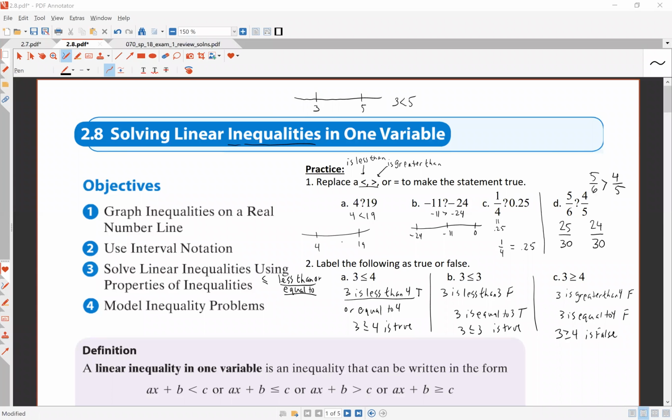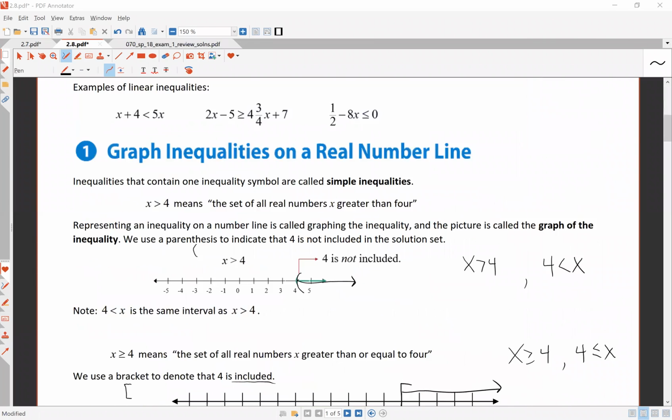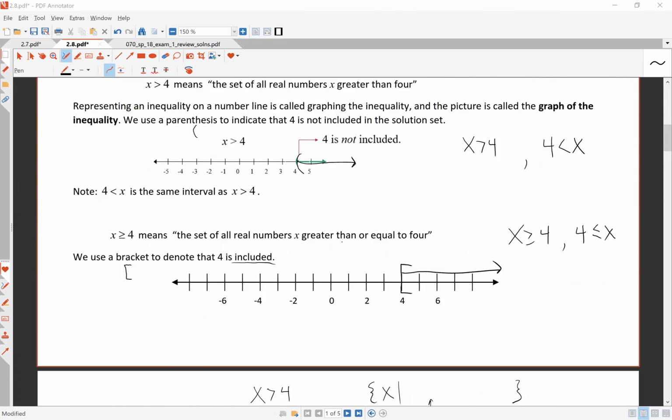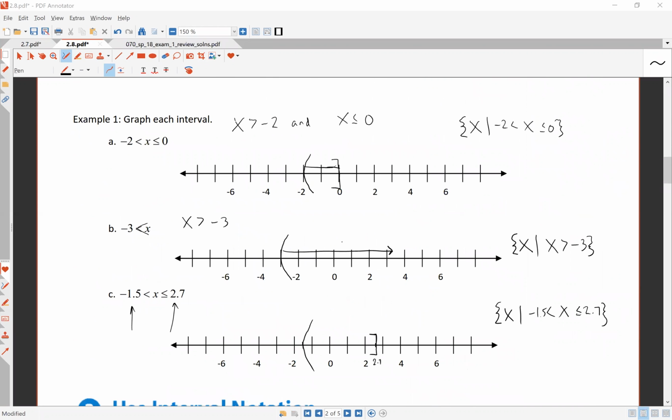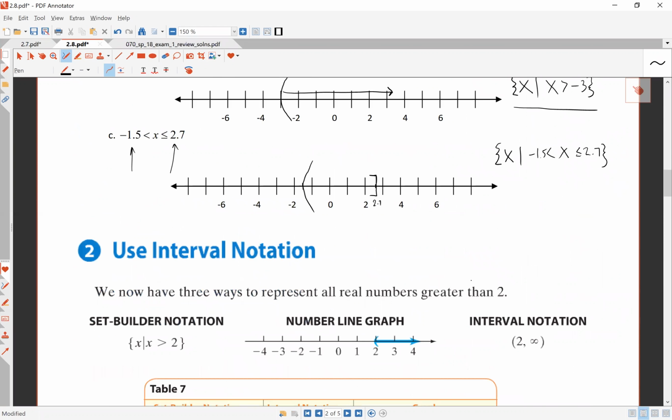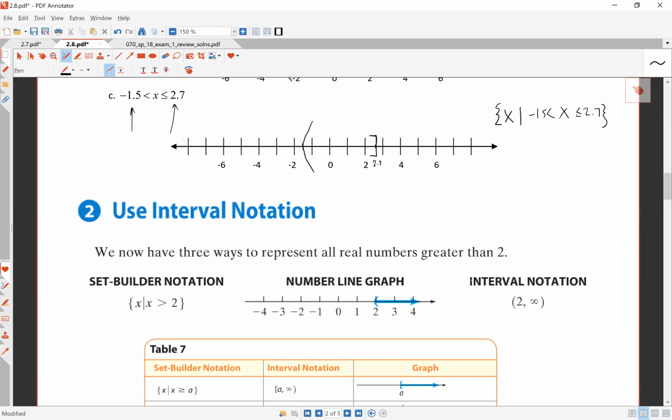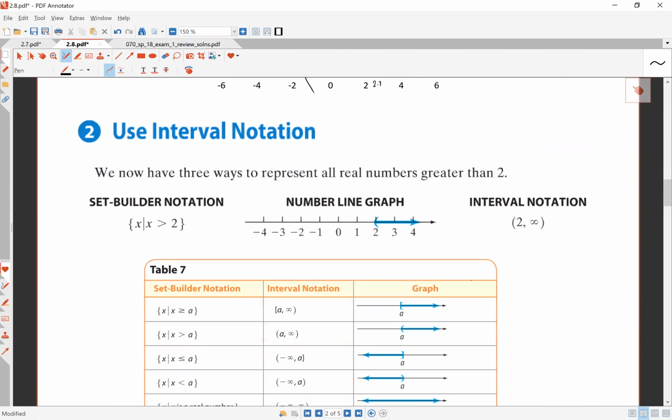This video covers 2.8, solving linear inequalities in one variable. Objective 2, use interval notation. In Objective 1, we were graphing intervals. We were writing set builder notation. And now we want another way to express the solution set to an inequality. We use what's called interval notation.